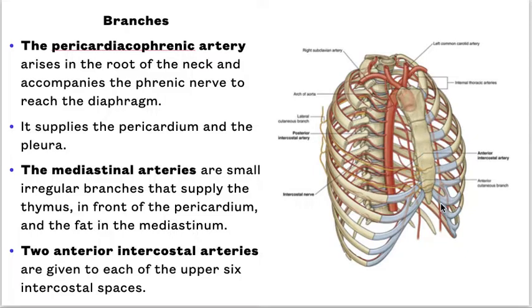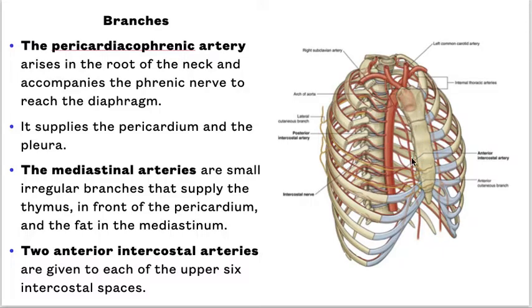Branches: the pericardiophrenic artery arises in the root of the neck and accompanies the phrenic nerve to reach the diaphragm, supplying the pericardium and the pleura. The mediastinal arteries are small, irregular branches that supply the thymus, the front of the pericardium, and the fat in the mediastinum.